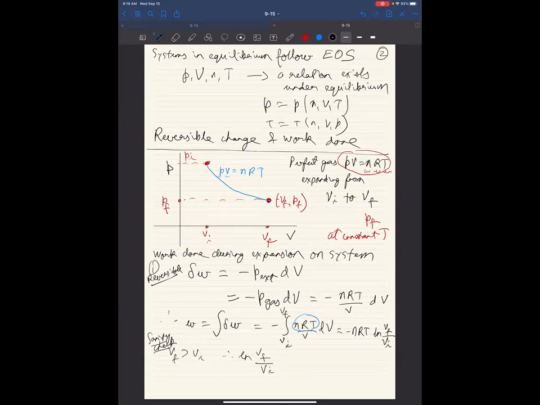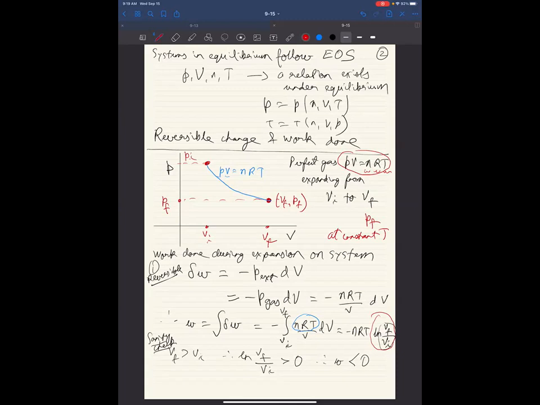Therefore, ln VF by VI is going to be positive. Therefore, W is going to be negative. Makes sense, right? VF by VI is more than 1, so ln of VF by VI is positive, because ln of x is positive if x is more than 1. So this means that W is negative.